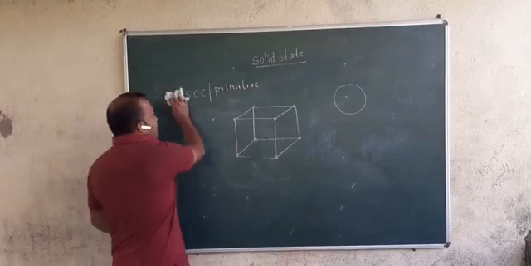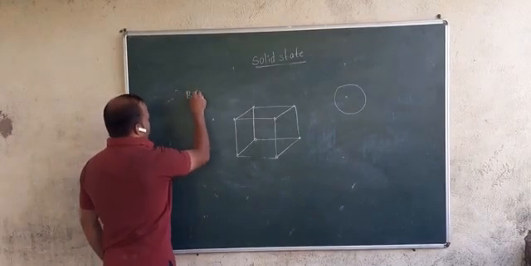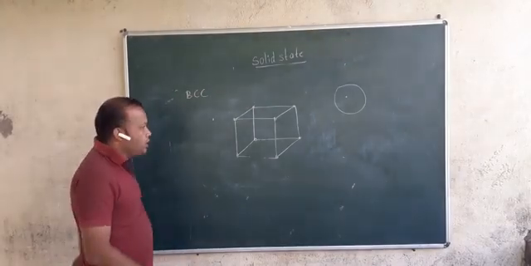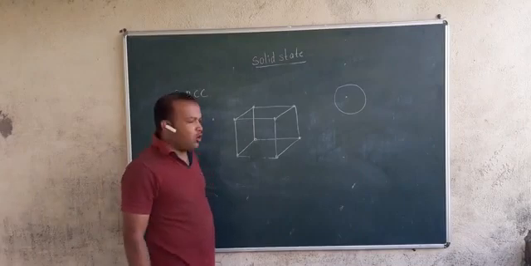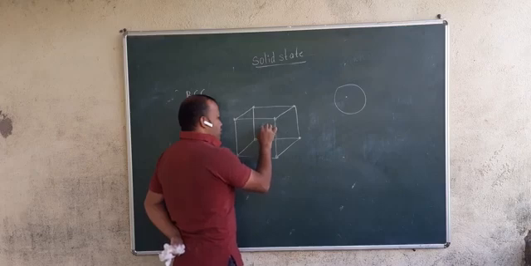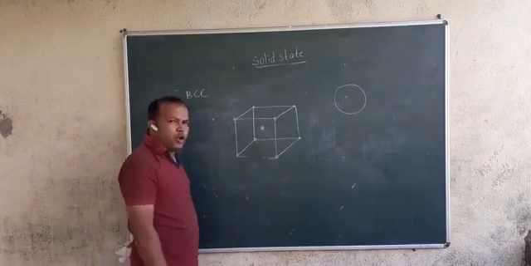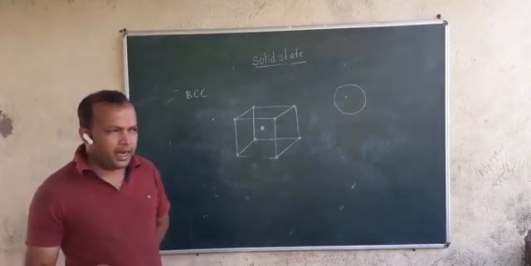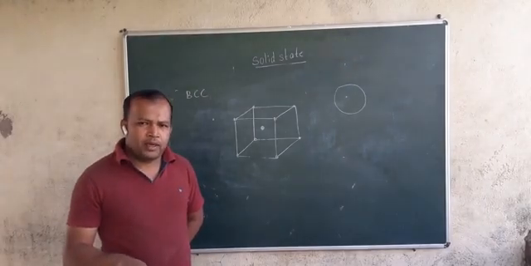Now the next one is BCC, body center cubic crystal. What is body center cubic crystal? 8 constituent particles at 8 corners and one in the center, one in the center of that body. That is called BCC, body center cubic crystal. Again, 8 constituent particles at 8 corners and one in the center.